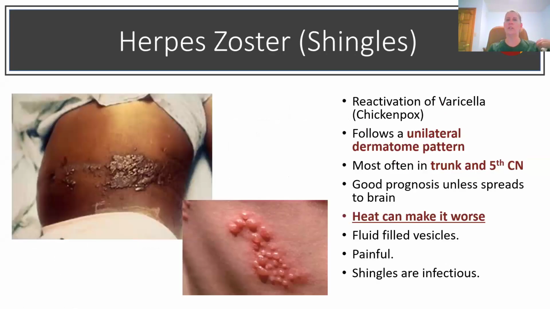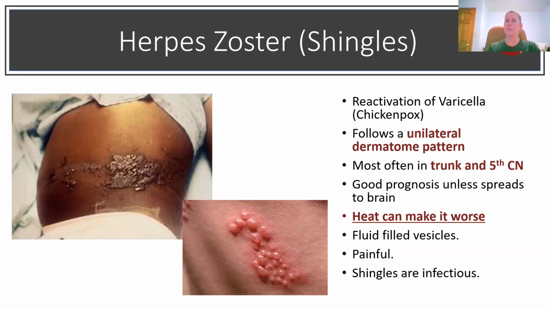So a little bit about shingles. It is reactivation of the chickenpox or varicella. It follows a unilateral dermatomal pattern. So it would never be on both arms or both legs. It's on one side. Most often it's on the face, the fifth cranial nerve, or the trunk. It has a great prognosis unless it spreads to the brain, which is rare.